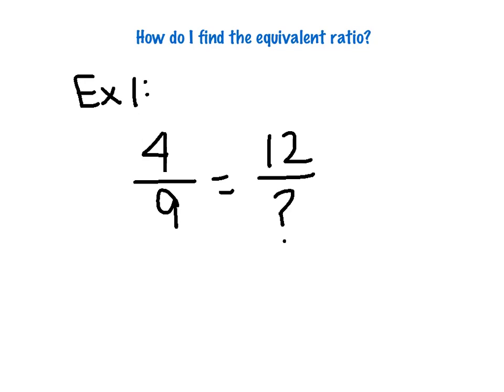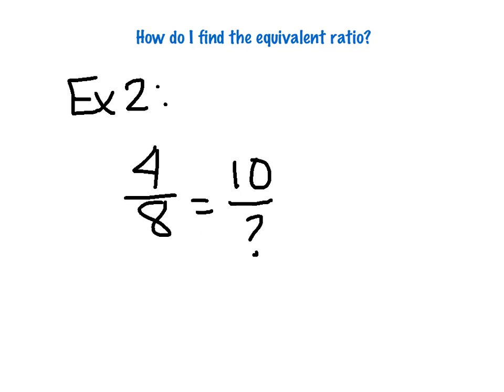So how do I find the equivalent ratio? I have 4 to 9 is equal to 12 to, well, I don't know. One method you could use, in this case, it's easy to see that I went from 4 to 12 by multiplying the top number by 3. So if I did that on the top, I'd have to do that on the bottom, leaving 4/9 is equal to 12/27.